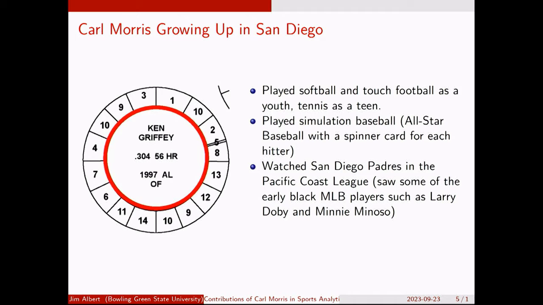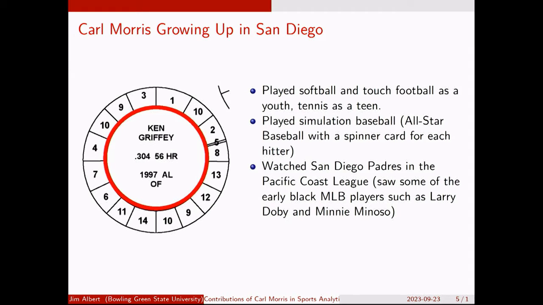Anyway, Carl played softball and touch football in his youth. He played tennis, and I think he played tennis for a number of years as an adult. I'm very lucky to be on the court almost all the time. We're battling the pickleball players, but we still have his presence in tennis.